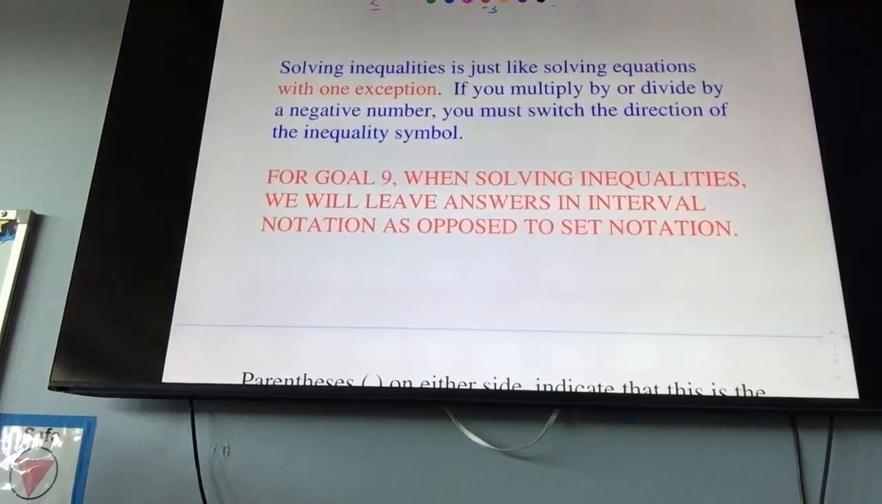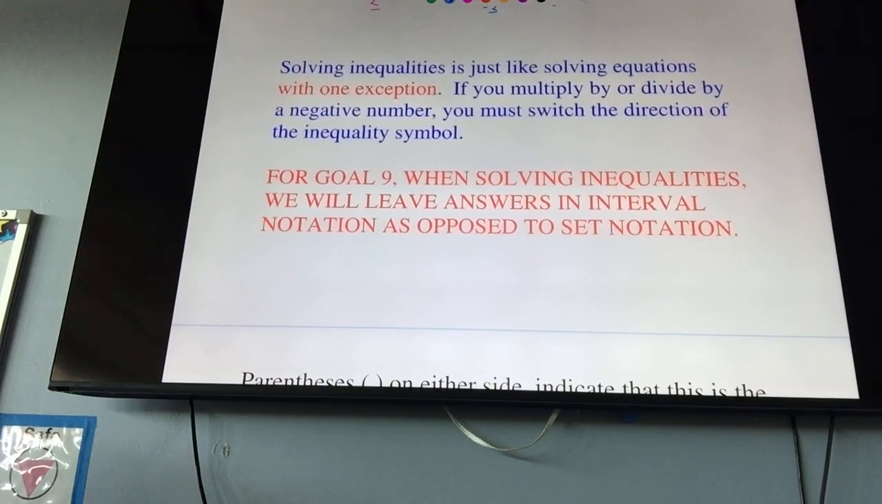All right, solving inequalities is just like solving equations. The solving part should not be a challenge. You should have solved inequalities at some point. We've solved equations all year, so these are just like solving an equation. Same rules, distributive property, get rid of fractions, x on one side, etc.